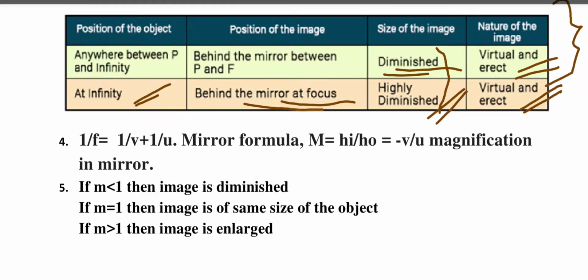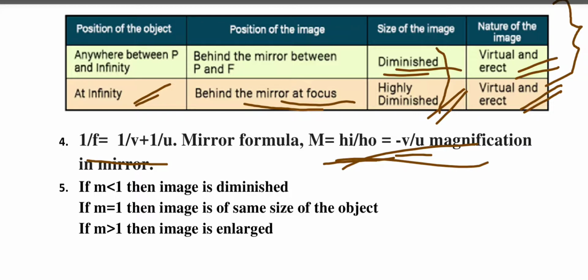Next we came across the mirror formula, that is 1 by f is equal to 1 by v plus 1 by u. Magnification in the case of a mirror is m is equal to h' by h, that is equal to minus v by u. This is the magnification formula. Here h' is the image height, h is the object height, v is the image distance, and u is the object distance. So remember, mirror formula is 1 by f is equal to 1 by v plus 1 by u, and magnification is m is equal to h' by h, that is equal to minus v by u.